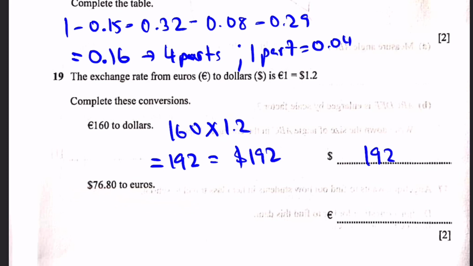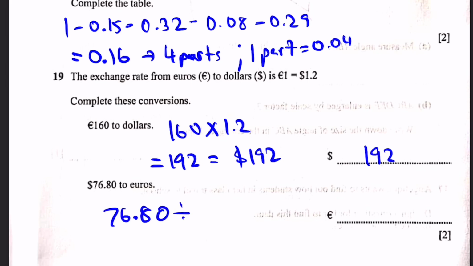And now here, $76.80 to euros. This is a little different because we are converting dollars to euros. So we know that $1.2 is equal to 1 euro. So we need to find out how many euros this much money is. That means we need to divide by 1.2. The complete opposite of what we did last time.